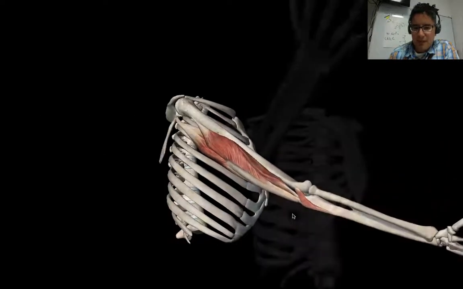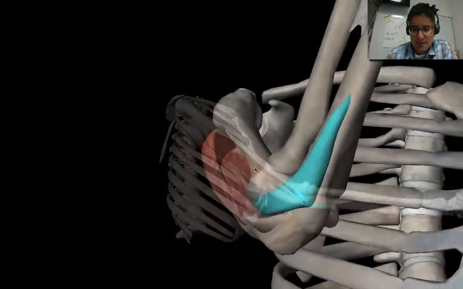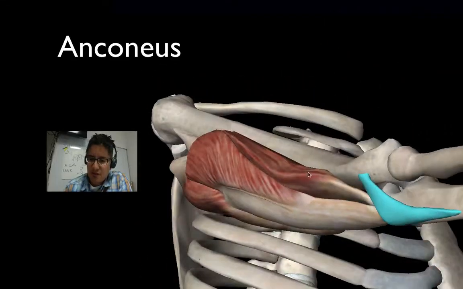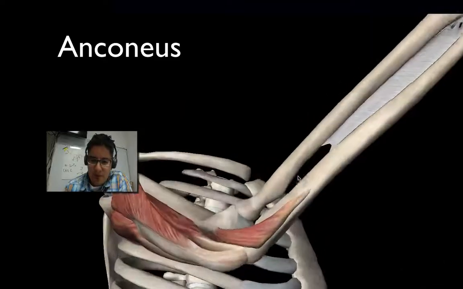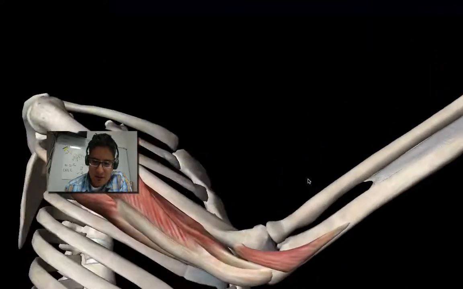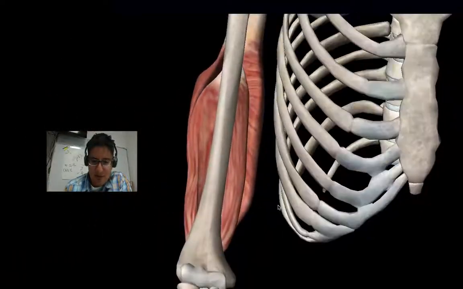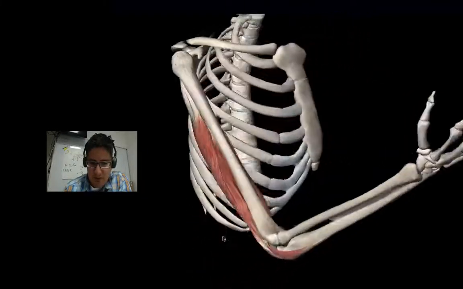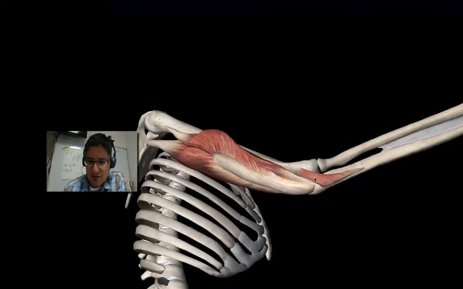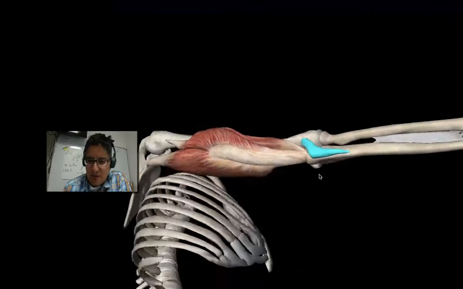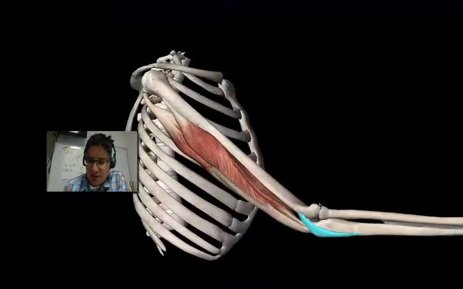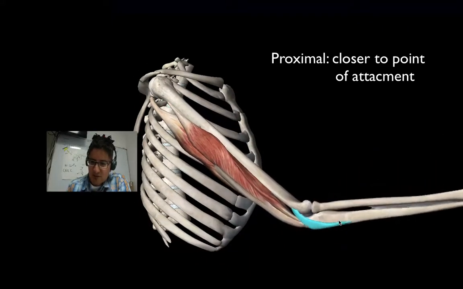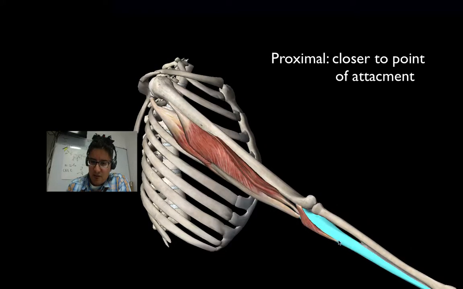Okay. Last but not least is this tiny muscle right here, anconeus muscle. Its point of origin is on the posterior aspect of the epicondyle. Okay, so here's your epicondyle right here, and then here's the posterior surface of it. And its insertion point is on the proximal end, okay, the dorsal proximal surface of the ulna right there.